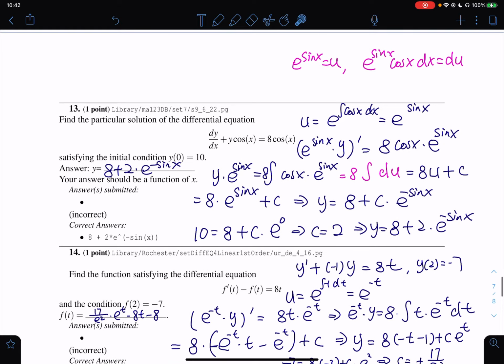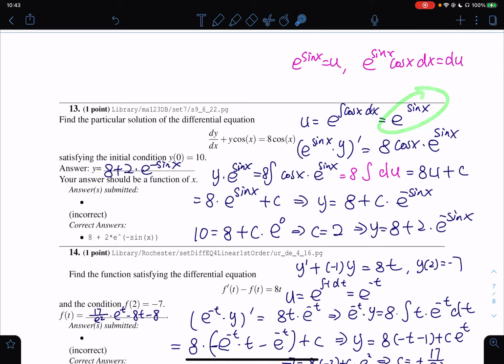The next problem here, again, first, it is an initial value problem. It's a first order linear ordinary differential equation. So once you have, well, it's already of the standard form. So you can find your integrating factor by using e to the power of the antiderivative of the coefficient of y.